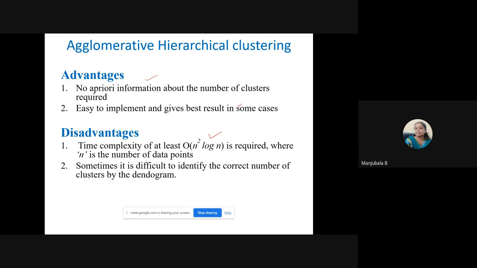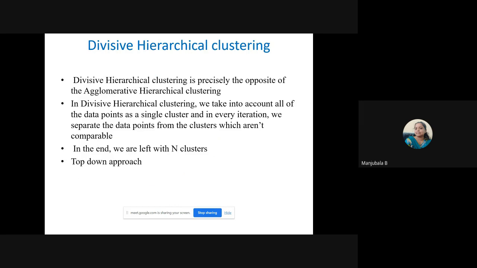As I told, sometimes it is also very difficult to identify the correct number of clusters by the dendrogram, because if you do a different partition in the dendrogram, you get a different number of clusters. So which partition do you have to consider? That is the most significant disadvantage in agglomerative clustering.